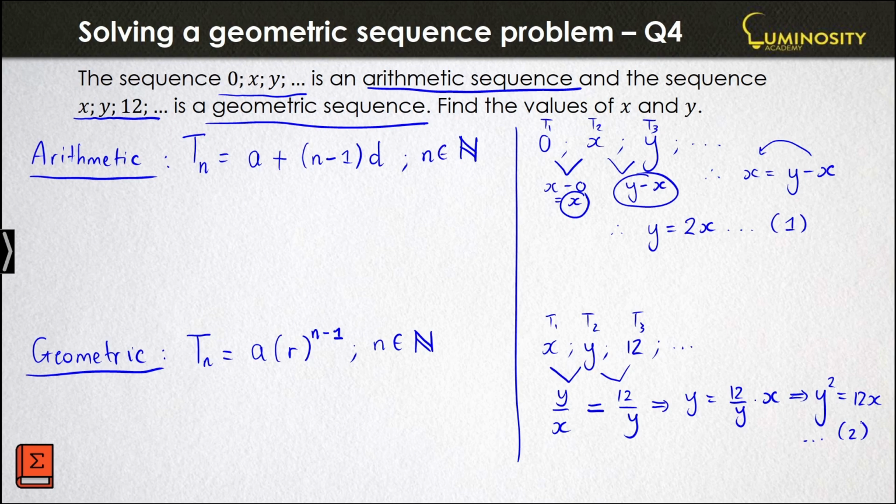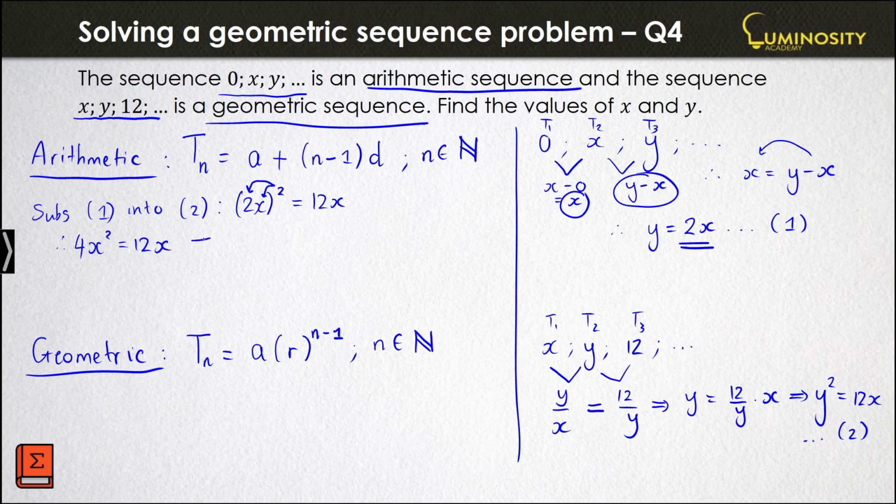So we have a system of simultaneous equations. So how do we go from here? Well, let us substitute equation 1 into equation 2. And let's see what we get after doing this. So y squared, well, y is 2x. So that's 2x all squared equals 12x. Exponential laws will tell me to square the inside of every single term. So 2 squared is 4, and x squared is just x squared. That's equal to 12x. So now I'm solving a quadratic equation.